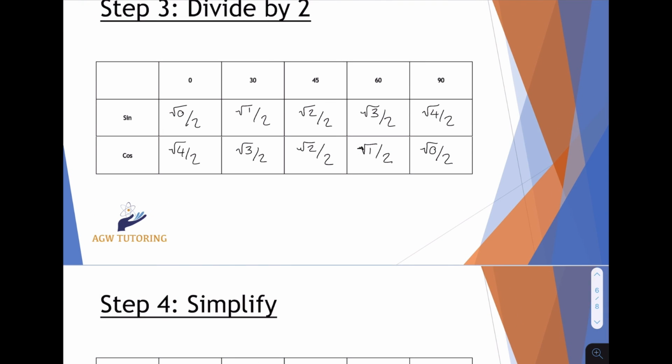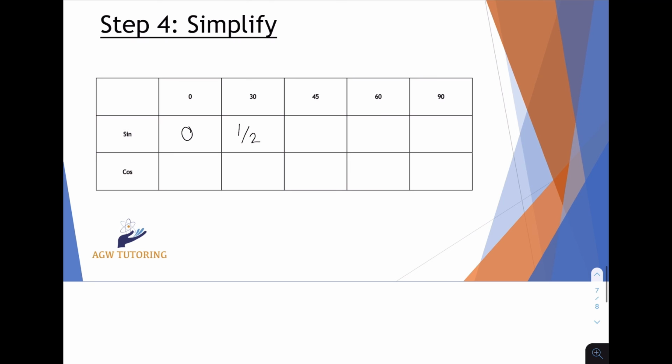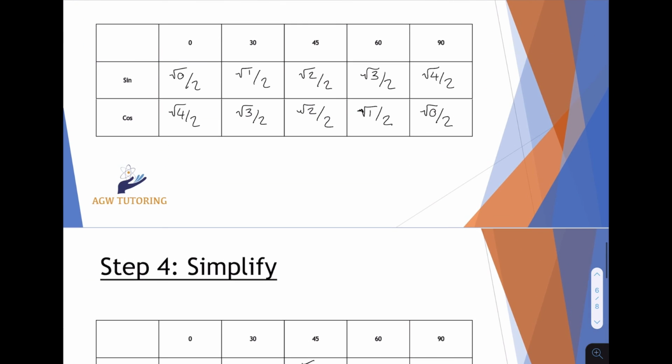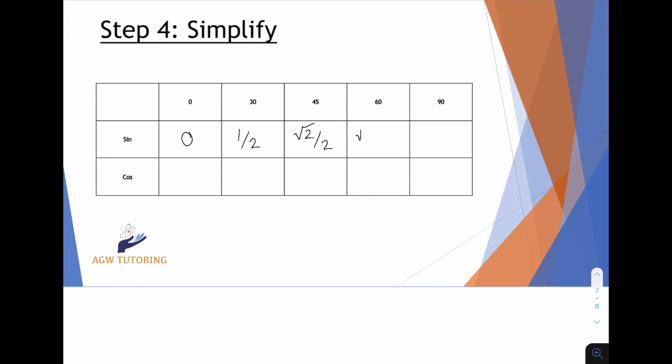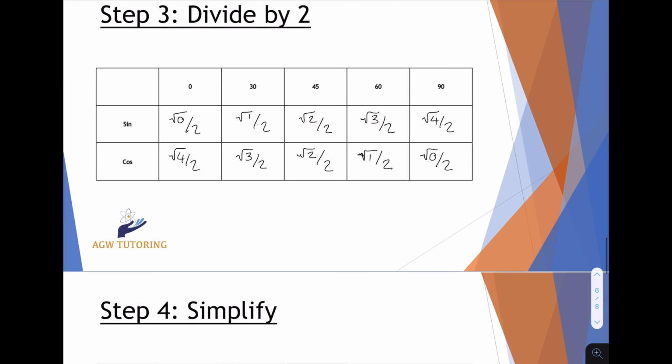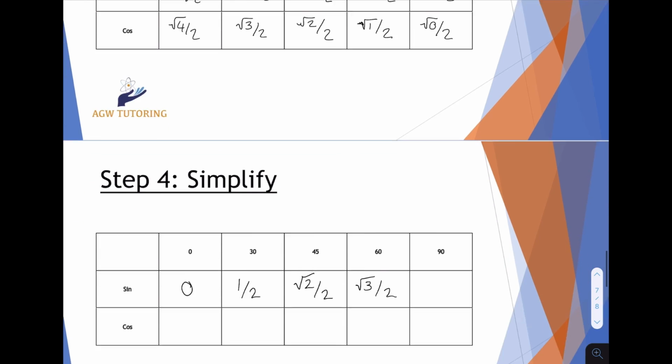Next we've got root 2 over 2, which can't be simplified. So we leave that as root 2 over 2. Then root 3 over 2, which also can't be simplified, so that gets left as root 3 over 2. Then we've got root 4 over 2. So root 4 is equal to 2, and 2 over 2 is equal to 1.